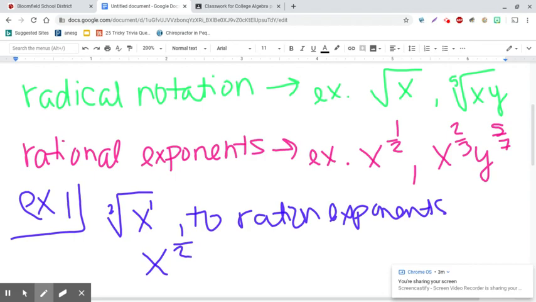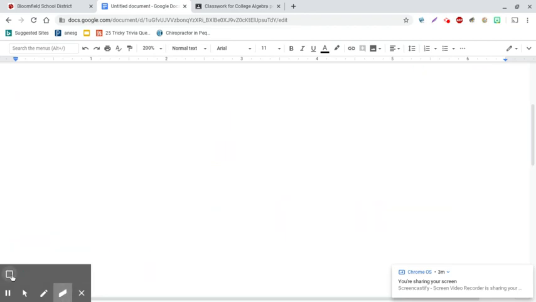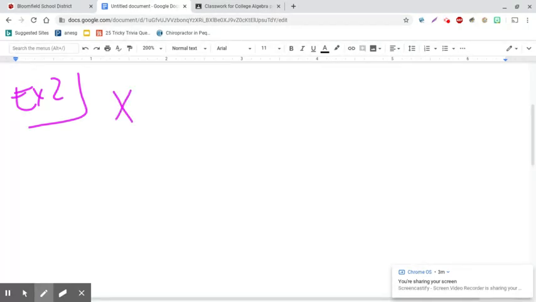Okay? We're going to keep doing this, so hopefully it gets a little better. All right, let me erase this. All right. Now let's try it the other way. Example 2. I'm going to give you something like x to the 5 sevenths. All right. Now this is in rational exponent form. We want to put it in radical notation, okay? Your top is your exponent, and your bottom is your index.